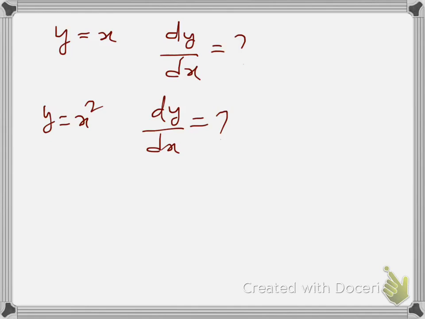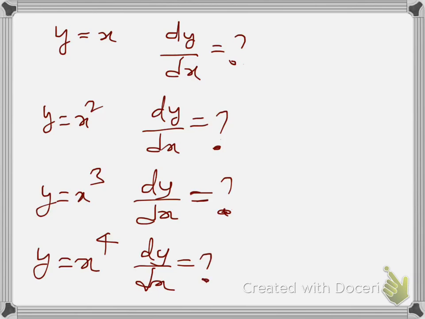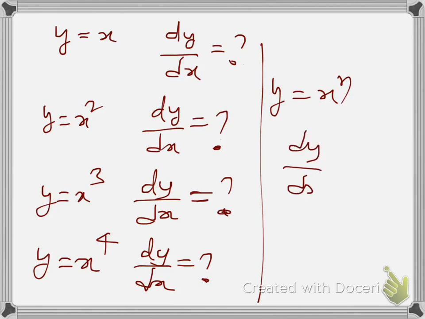In the second case, y is x square. In the third case, y is x cube. Then I have to find the rate of change of y with respect to x, or differentiation of y with respect to x, or growth rate of y with respect to x. Similarly, y equal to x power 4. I want to find dy by dx. And we will see from here what happens if y is x power n. What will be dy by dx? We'll try to generalize. We'll get our first formula now in differentiation, in rate of change.